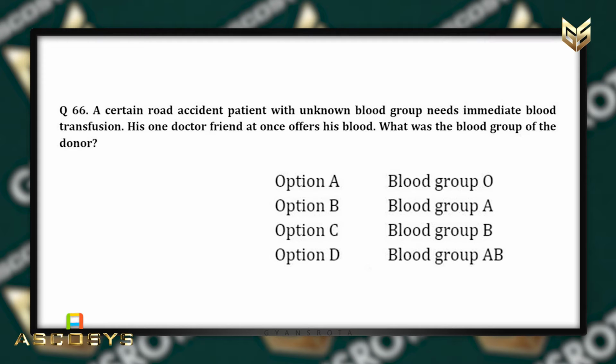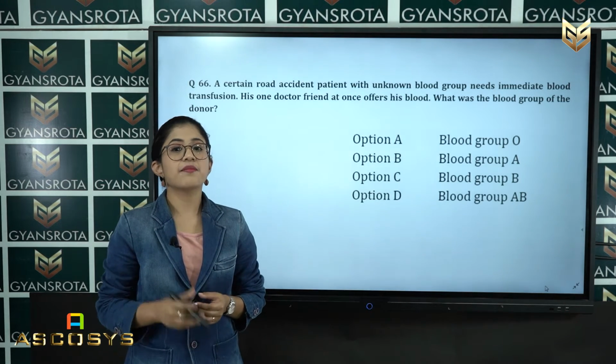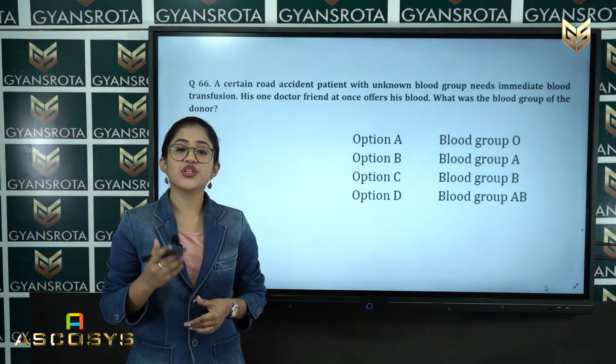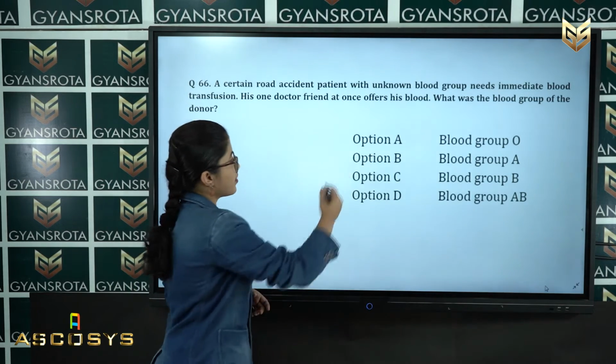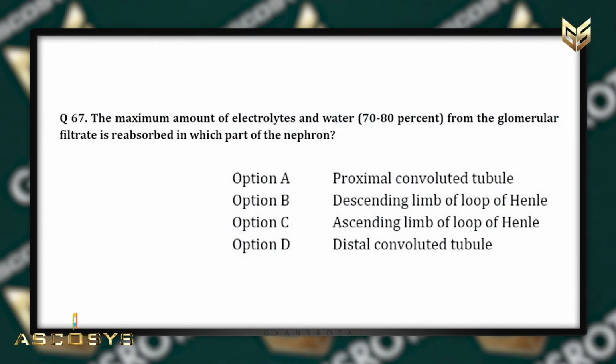A certain road accident patient with unknown blood groups needs immediate blood transfusions. His one doctor friend at once offers his blood. What was the blood group of the donor? Option number A, blood group O, option number B, blood group A, option number C, blood group B, option number D, blood group AB. So, which of the following is the correct answer? The correct answer is blood group O, which is also called the universal donor, which means option number A is the correct answer for this question. Now, let us see the next question, that is question number 67.